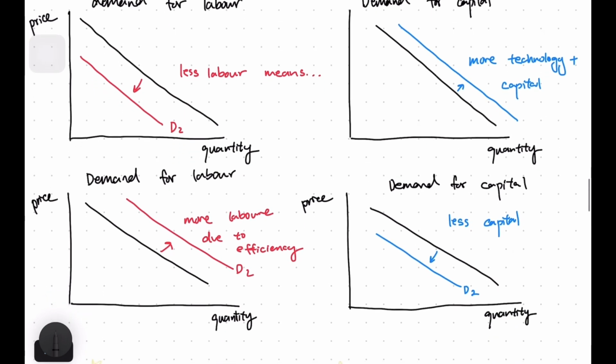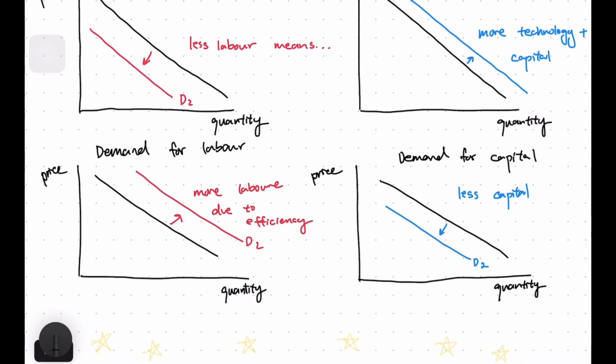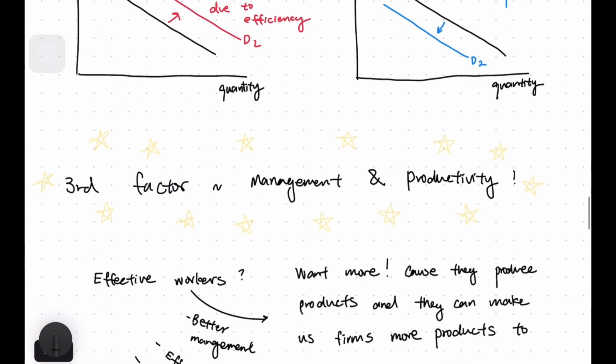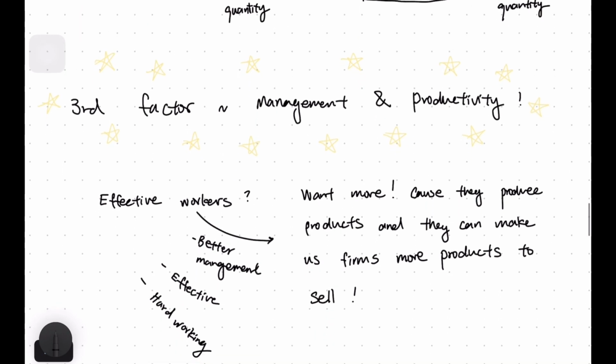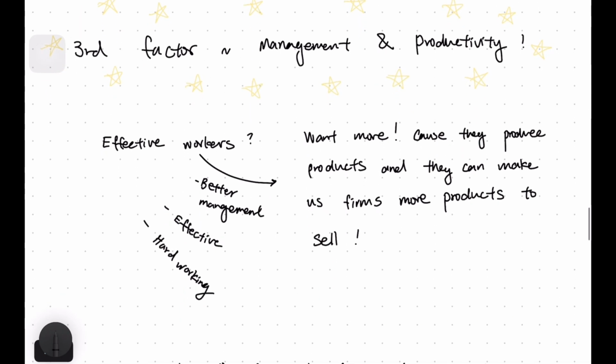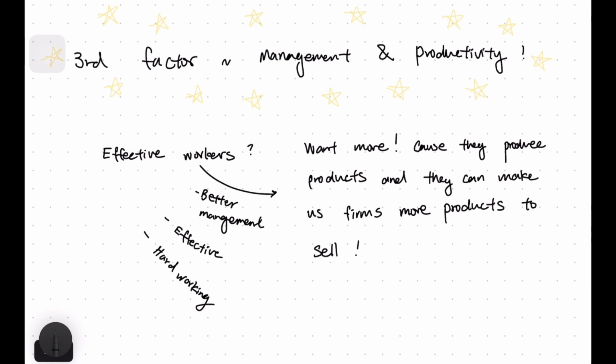On the other hand, a decrease in the price of capital would lead firms to substitute labor for capital. This means that firms would use more labor than capital in their production process, which could lead to an increase in demand for labor. The third one is management and productivity gains that can shift the demand curve to the right, increasing the quantity of labor demanded at any given wage rate.